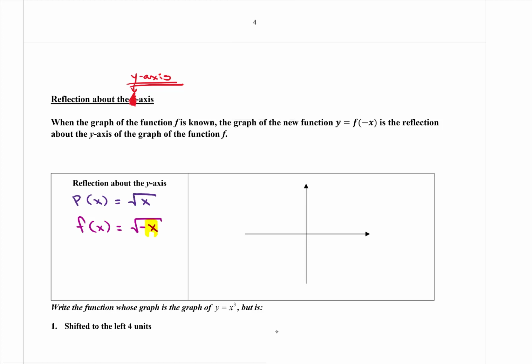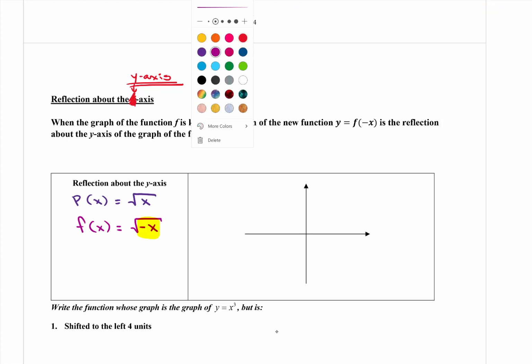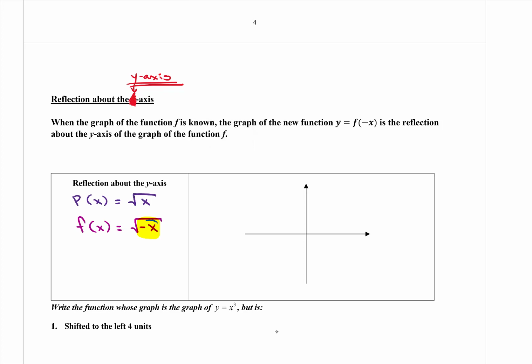But if I use this one, p of x is equal to the square root of x, you will be able to tell the difference. You'll be able to see the symmetry, which is nice. So let's use f of x is equal to the square root of negative x. Now I know some of you are thinking, wait a minute, you put a negative inside of a square root, you know? Can you do that?